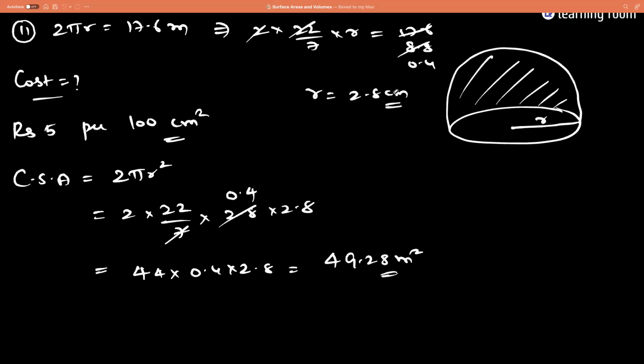So here if you observe, this is not in terms of centimeter. Here, this 2.8 is in terms of meter. So 49.28 meters square, right? So 1 meter square is how many centimeters square?